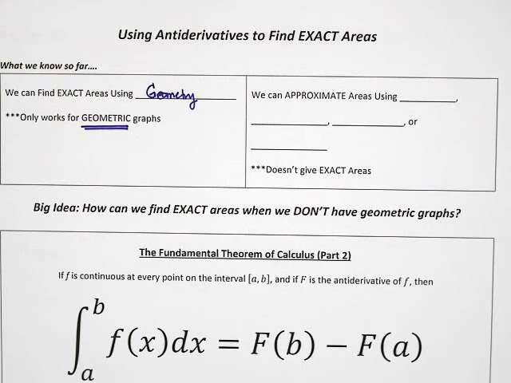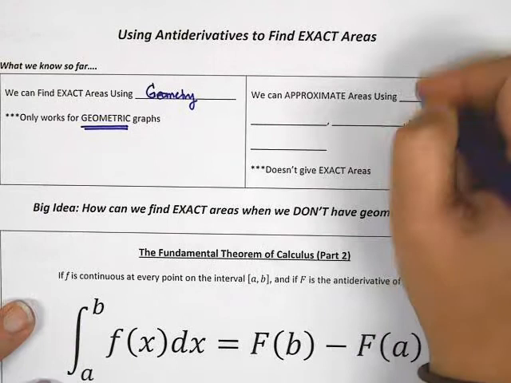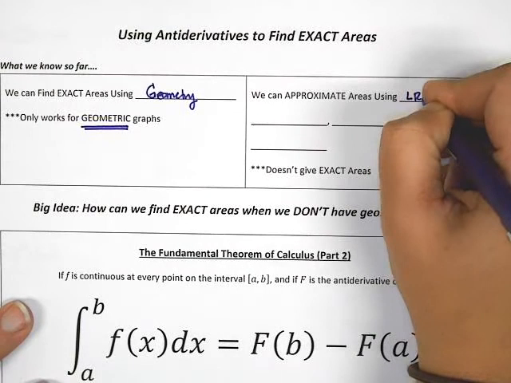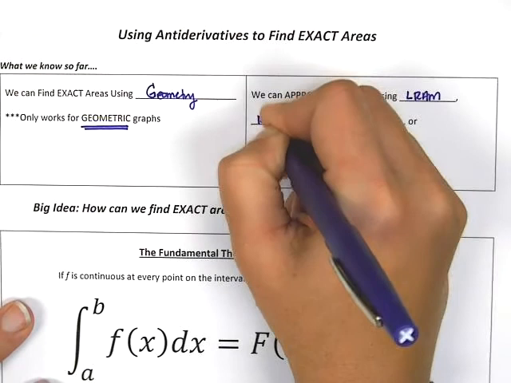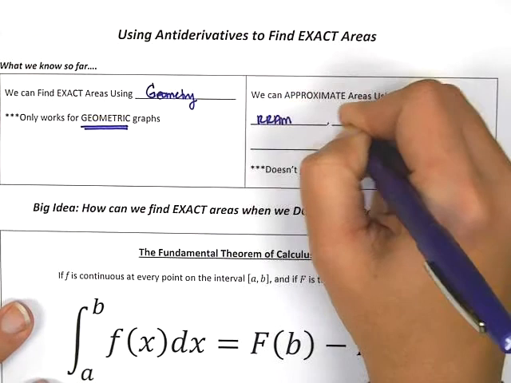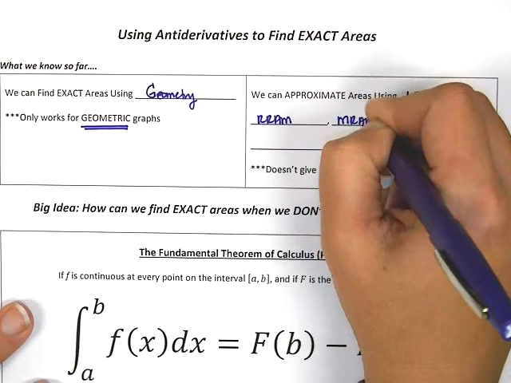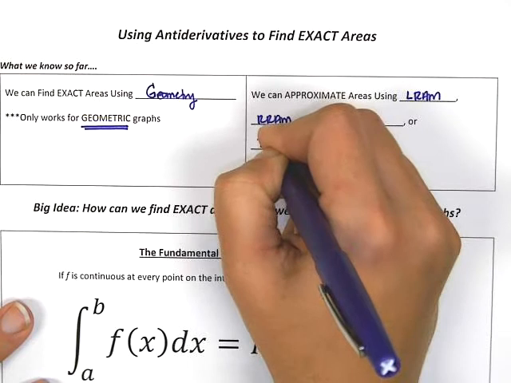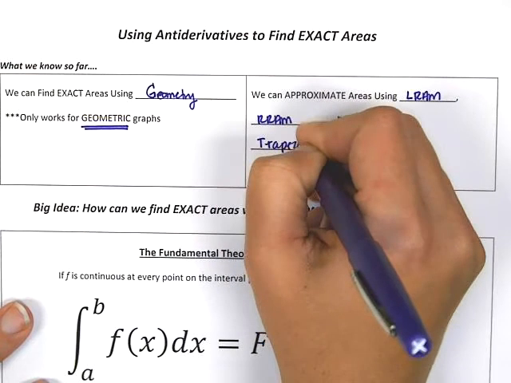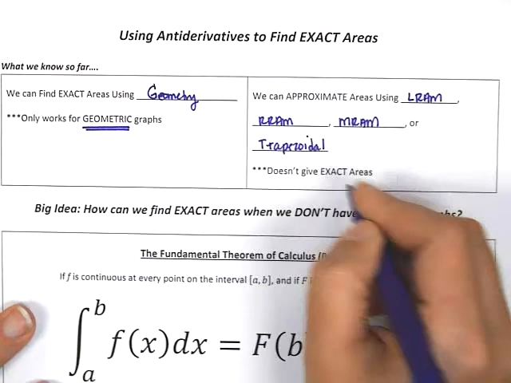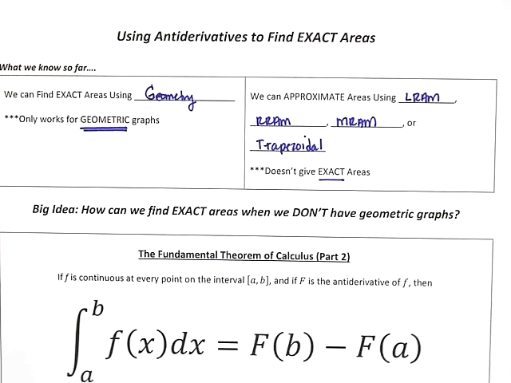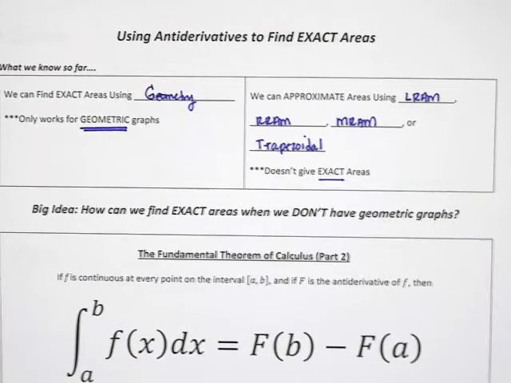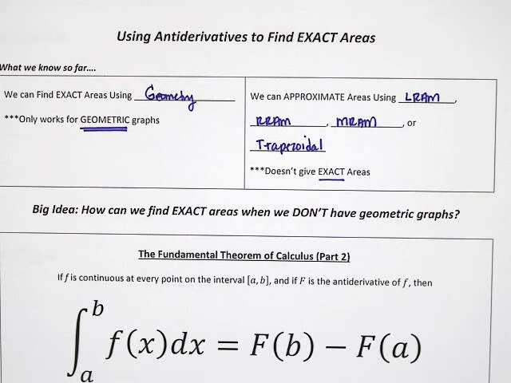We also know that we can approximate areas using LRAM, RRAM, MRAM, or the trapezoidal rule. But the disadvantage of this is it doesn't give us exact areas, it just gives us estimates. So our big question of the day is how can we find exact areas when we don't have a geometric graph? Well, here's the thing.